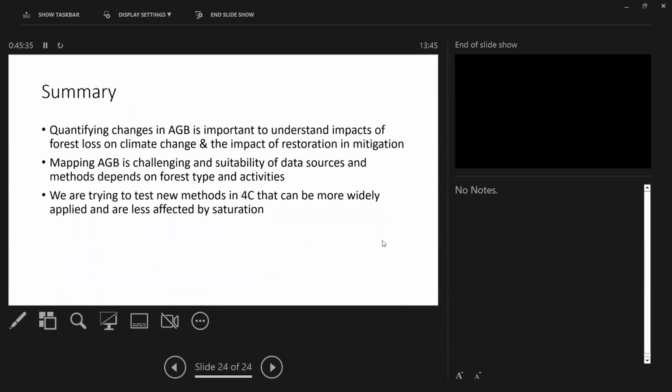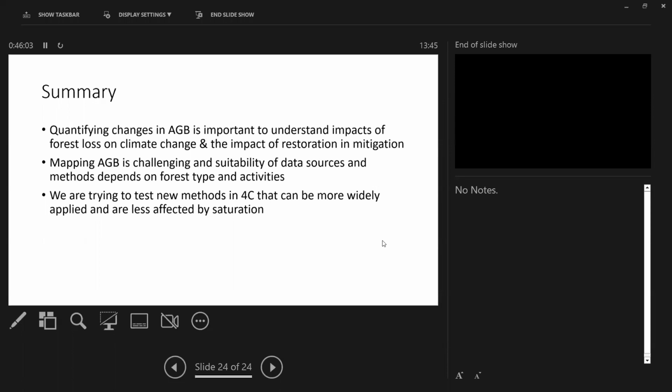So I'm not going to go on too much longer. Obviously, as I've shown you, it's important to measure these changes in biomass, particularly in light of climate change mitigation. It's a really challenging task. The suitability of data sources is not widely applicable to every type of forest, and different types of activities need to be considered when you're looking at doing this work.